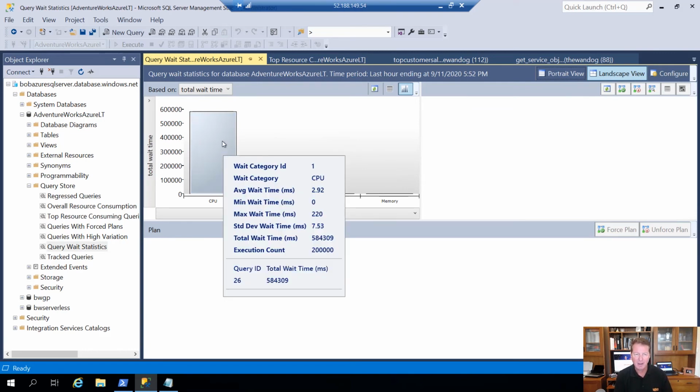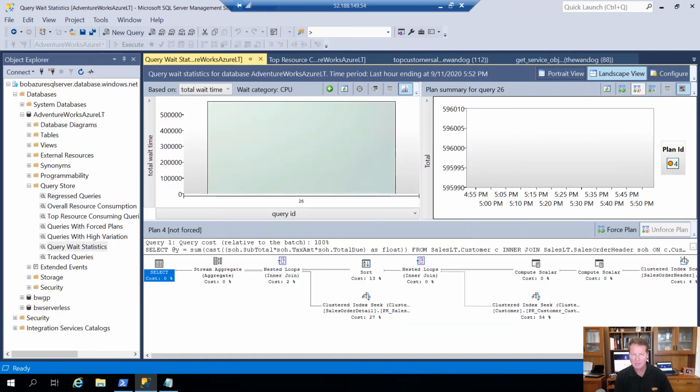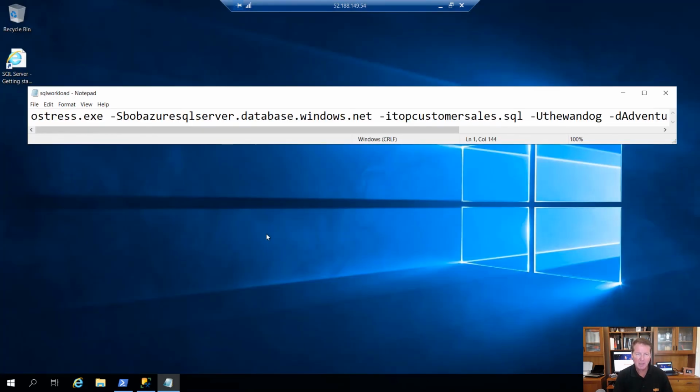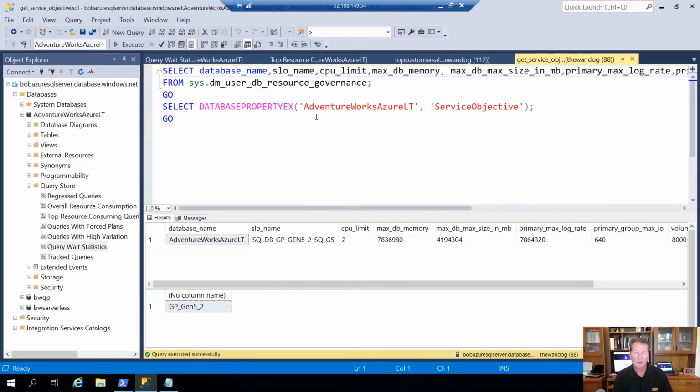my query. And in fact, if I click on this, I can see for this query, the average wait time on CPU is almost the entire duration of the query. So how do we make this run faster? Well, go back over to Management Studio here, and I can see and find out through this DMV what is the number of vCores I'm supported here and what service tier have I chosen. It's a general purpose 2 vCore limit.